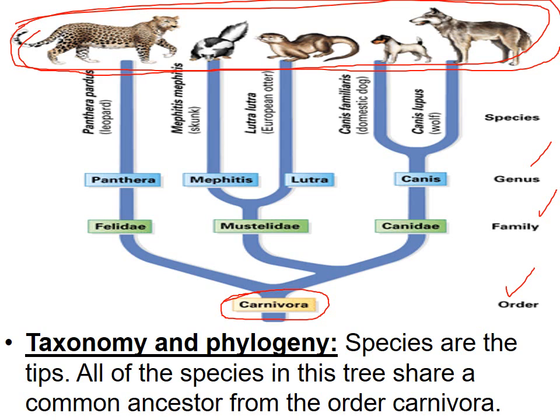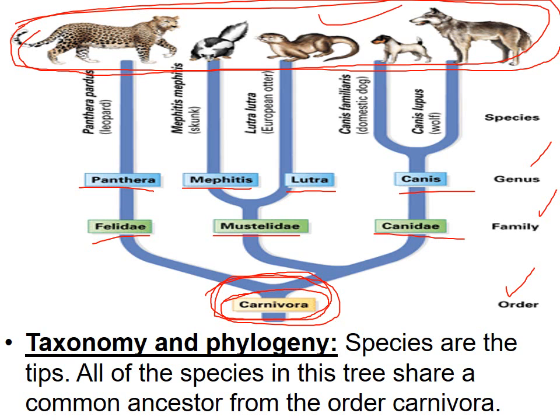That Carnivora led to Felidae family, Mustelidae family, Canidae family, and then that family led to the Canis genus, the Lutra, Mephitis, and Panthera genus, so the genera rather. And then within those you have the different species that have developed over time. So essentially your common ancestors are your more general taxa, whereas the species at the tips are more specific.